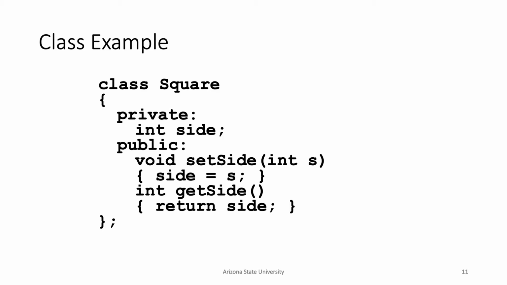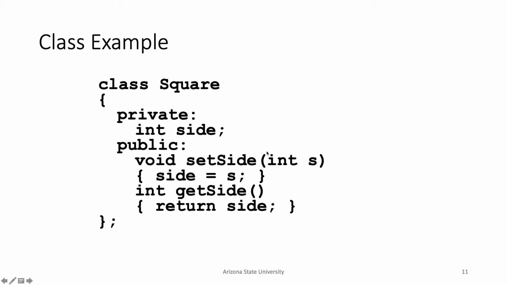Here, I say private right here, and from the word private down until I see the word public, everything is private. So if I have something else right here, like another function or some variable, that will also be private. As long as I am in the private part, until I get to the public section, all of those will be private. In this case, there's only one thing which is private, which is side. And when I declare public right here, then everything from public until either the end or when I see private again, those are all exposed to the user.